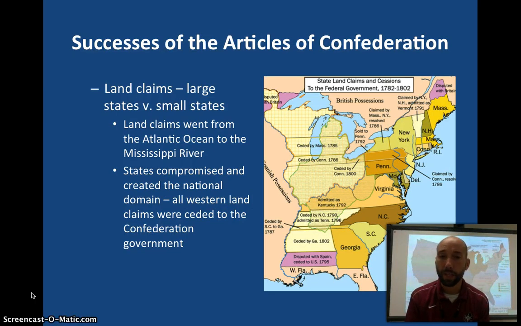I made it out like it was very weak and ineffective, and that's true, but there are a few successes that you need to know about. One of the successes had to do with land claims, large states versus small states.